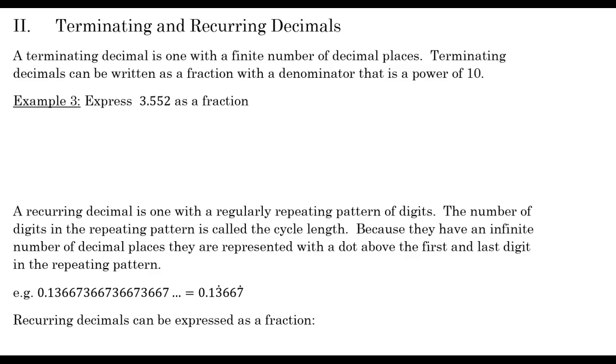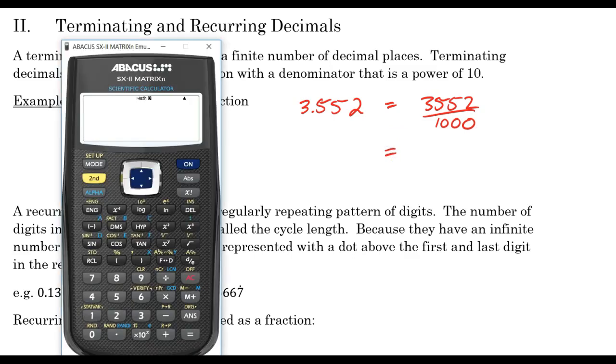To express that as a fraction, I take the number 3.552, and thinking of some of the operations we do with fractions, I can multiply the top and the bottom by the same number, and of course that doesn't change the value of it. So I'm going to multiply the top and bottom by 1,000 here. So that's going to be 3,552 over 1,000. If I simplify that down, I'm going to use my calculator. 3,552 over 1,000, and I get 444 on 125.